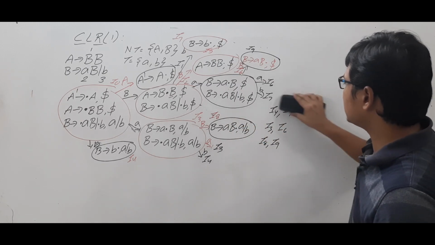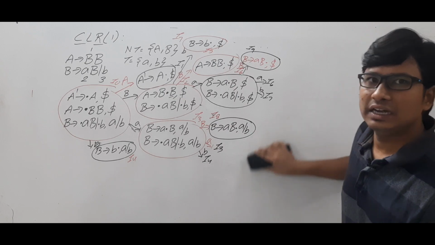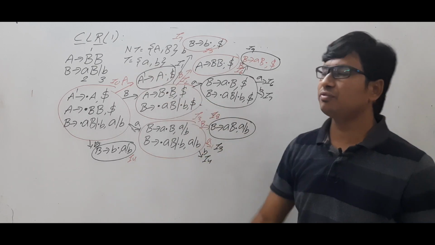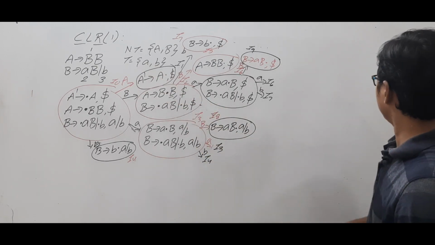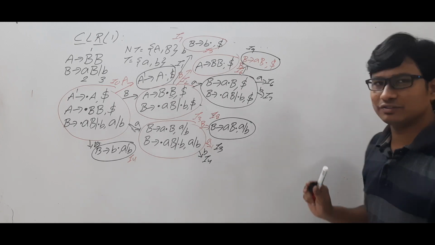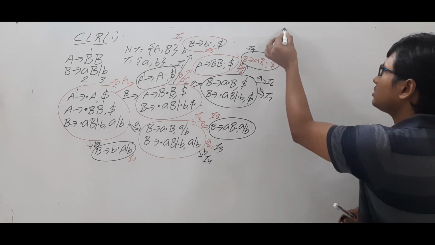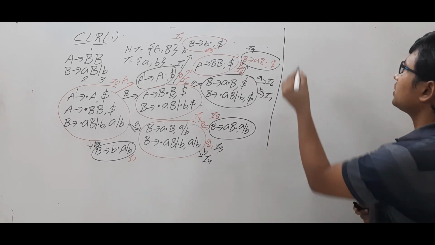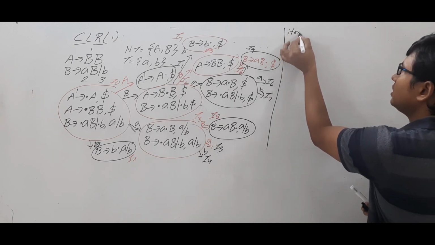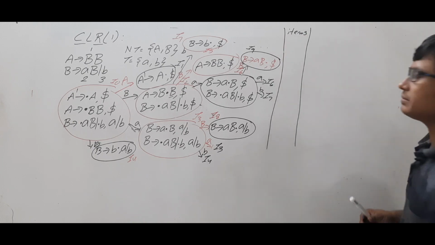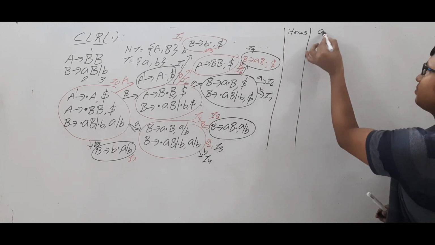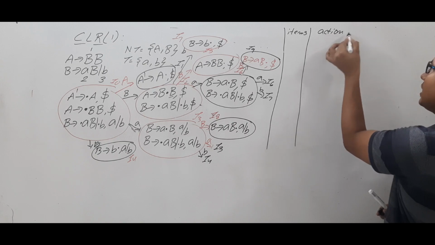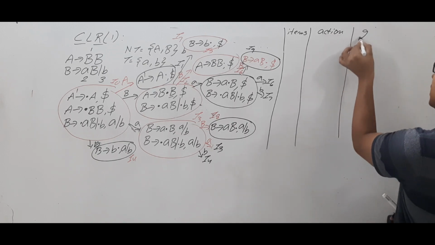Now we will discuss how to construct the parsing table for CLR1. I hope this place will be sufficient for me. If it is not sufficient, please excuse me. We have the items, we have the action part, and we have the go to part.